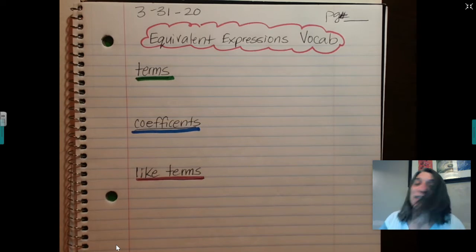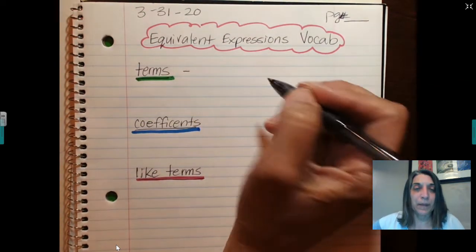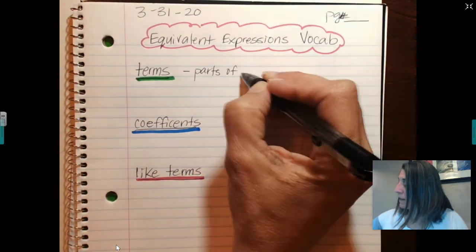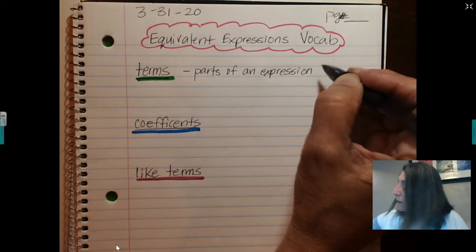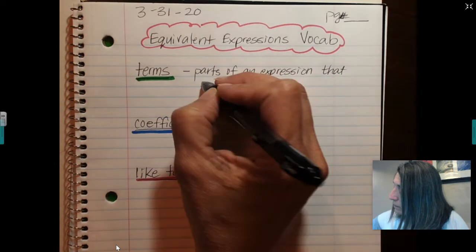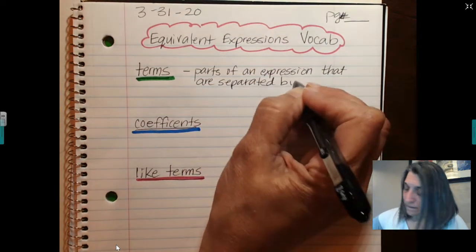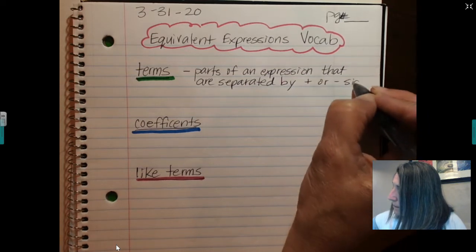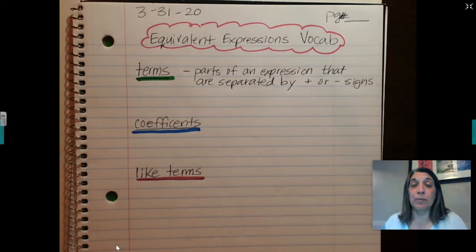Okay. So the first thing we're going to do is write a definition for terms. It is in your paper book, but we're going to write it on here. Terms are parts of an expression that are separated by plus or minus signs.